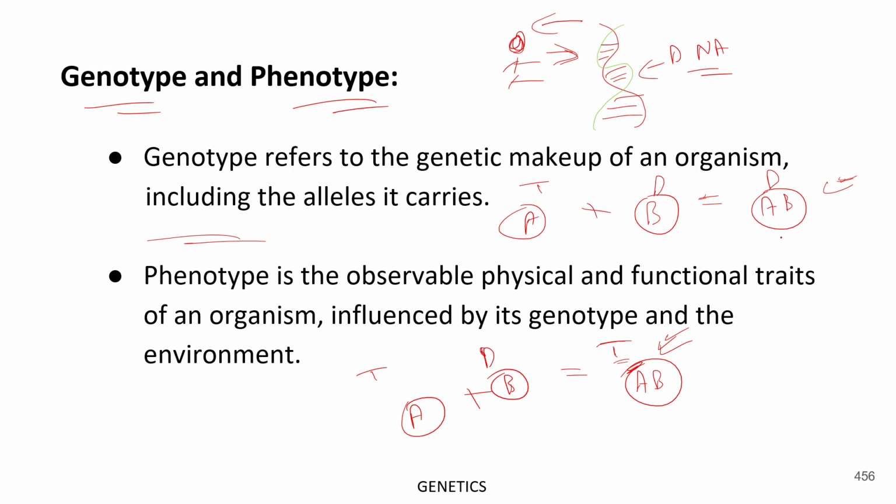Okay, because of this share of alleles, or because of the genetic makeup of the new one, how will it appear? So in this condition, the genetic makeup of the new one is taller, so the physical appearance, or you can say the phenotype, of the new one will be taller. Got it? In this condition, the genotype of the new one is dark, so the phenotype or the physical appearance of the new one will be dark. Got it? So it is about the genotype and the phenotype.